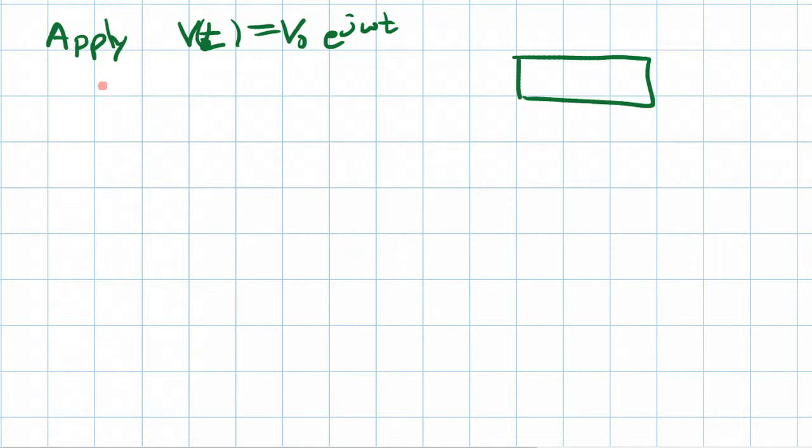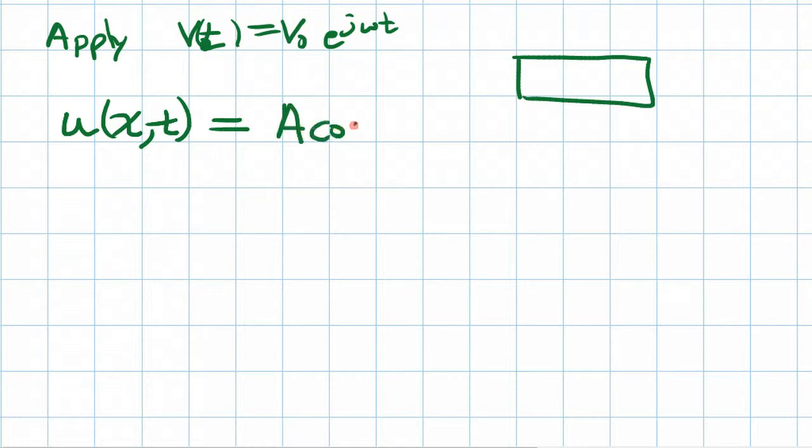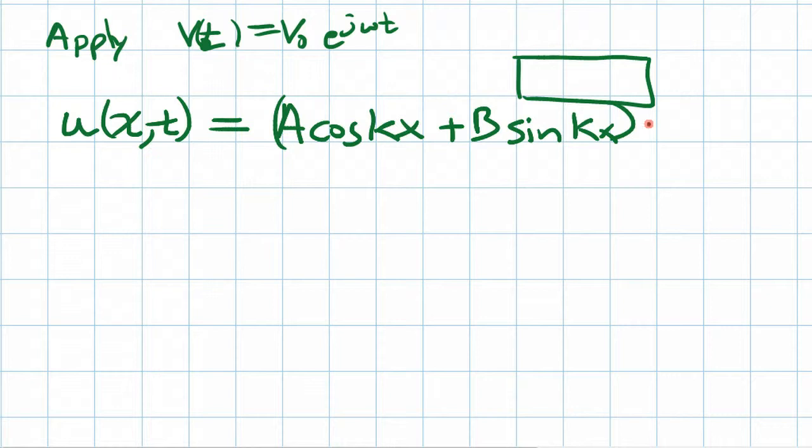A very common method of solving equations is that you assume a solution. And this equals A cosine kx plus B sine kx, times e^(jωt). So it's time dependent and it's spatially dependent.